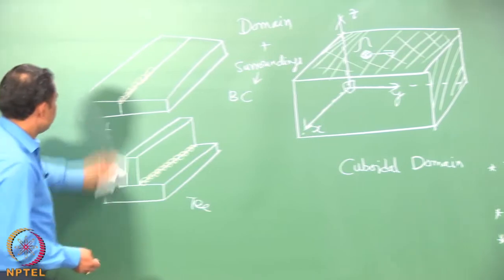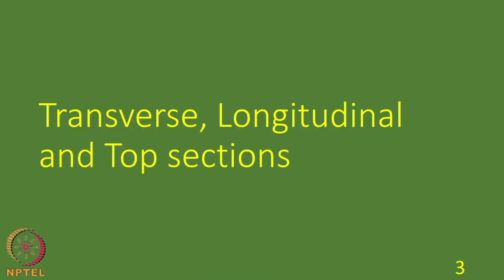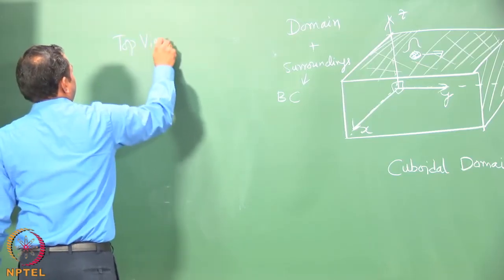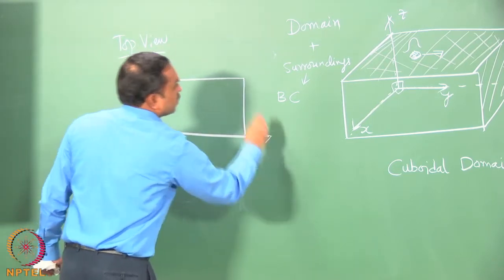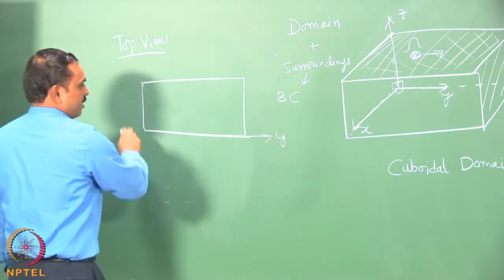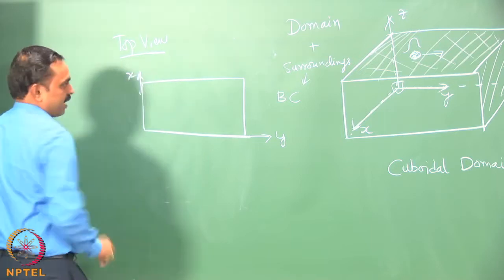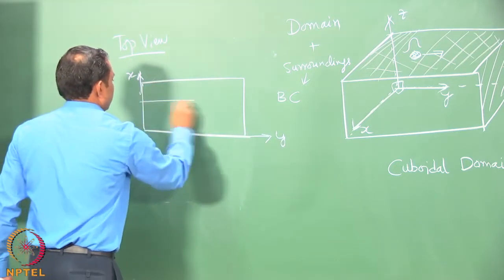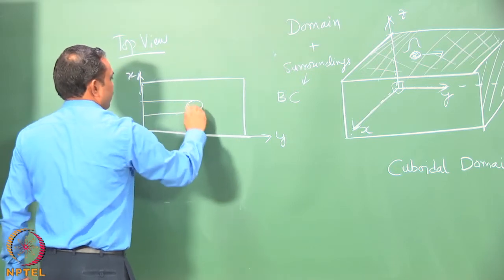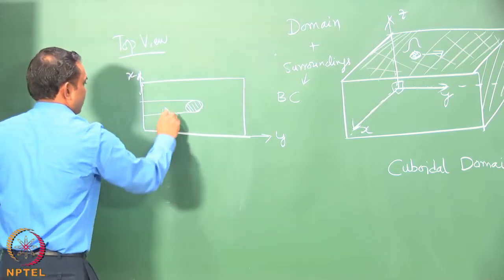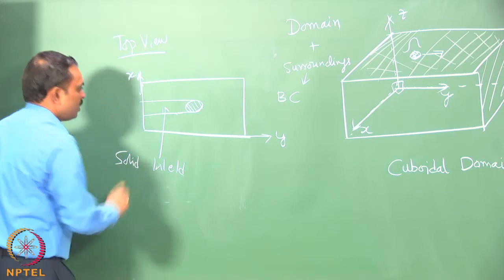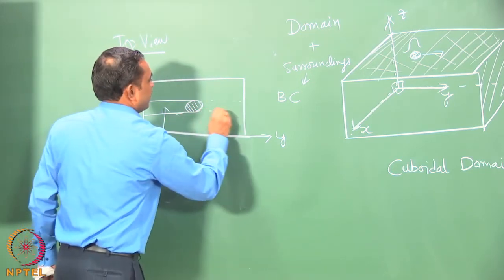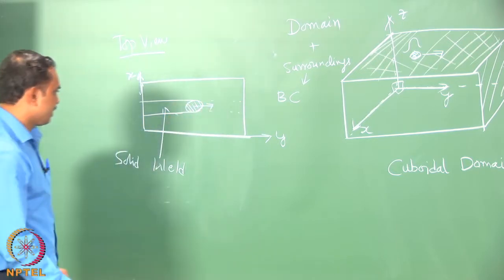So, let me erase this part, then show you how those schematics would look like. So, I will show you first the top view. So, top view would look like this, and you have got the y direction and you have got the x direction, okay. And you would see that this is the weld pool, and this region is the solidified weld, and ahead of it is the region that is to be molten, and it is moving in this direction.